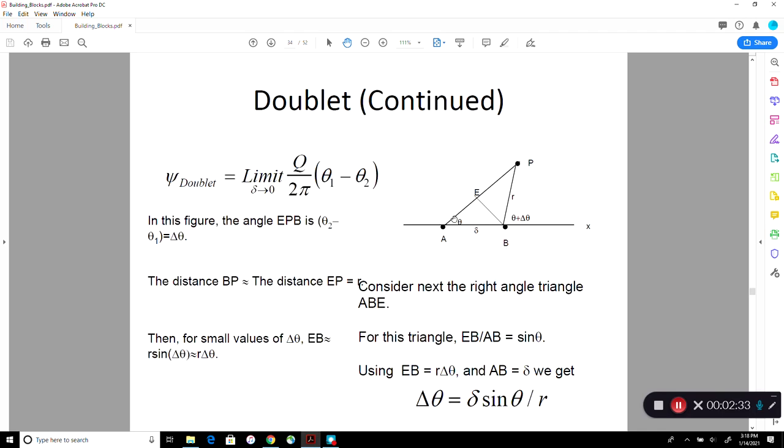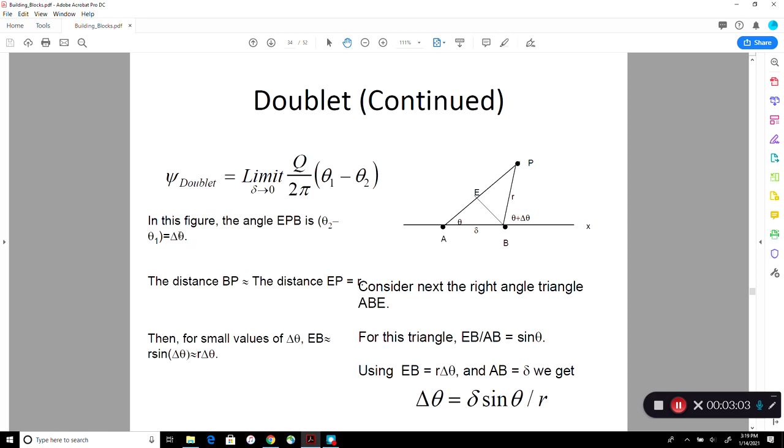Now, psi is Q over 2 pi times theta, which is this one. That's the source. Q over 2 pi times theta plus delta theta is the sink. So if you subtract, one is positive, source, the other one is negative. So when you do that, you'll just get Q over 2 pi times delta theta with the minus sign. Now, we have to get an expression for this delta theta.